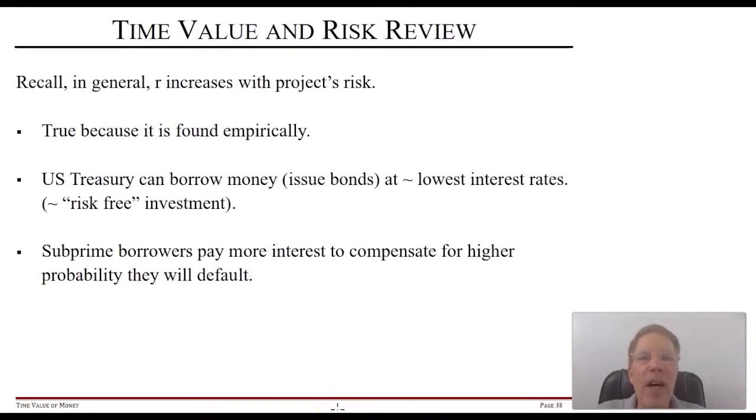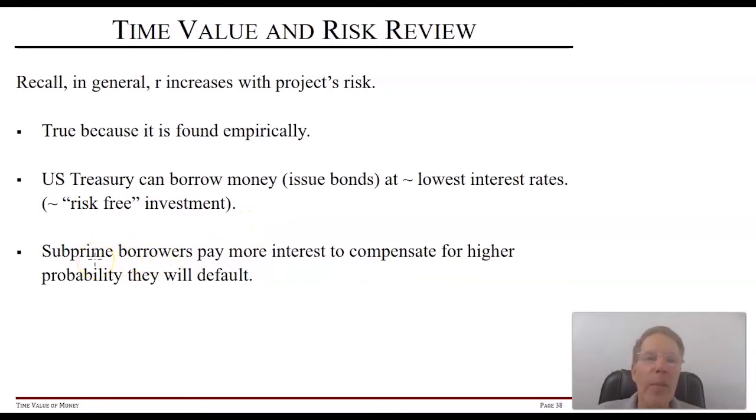So just a good time now for a little bit of review on time value and risk. As we've seen several times this semester, the interest rate or discount rate of a project increases with its risk. This is true not because it's a law of nature or anything like that. It's true because it's found to be true empirically. This is what we see in the marketplace, okay? So the implications of this are that the US Treasury, which remember is just about the safest borrower in the whole wide world, can borrow money at just about the lowest interest rates in the world. And so we're going to start calling US Treasury bonds risk-free investments.